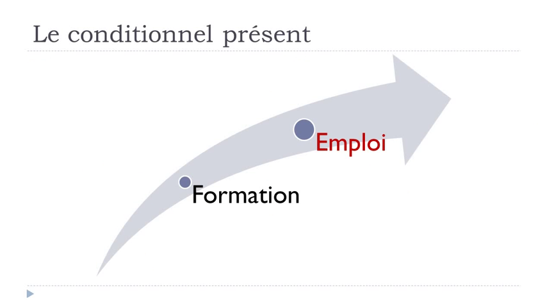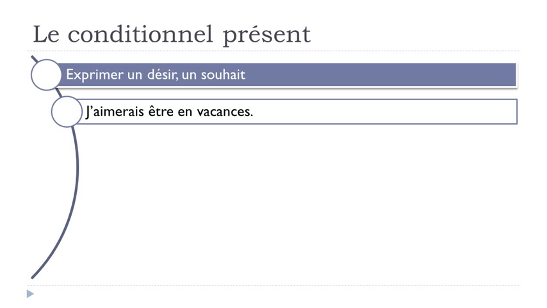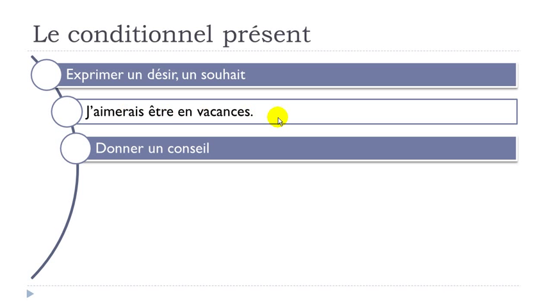Okay? And now let's see when we should use this conditionnel présent, because that's the most important thing. The first situation would be to express a desire or a wish, exprimer un désir ou un souhait. Okay? J'aimerais être en vacances. Aimer, to like or to love. And here you've got the conditionnel form. Être, to be. En vacances, on vacation. Holidays. J'aimerais être en vacances.